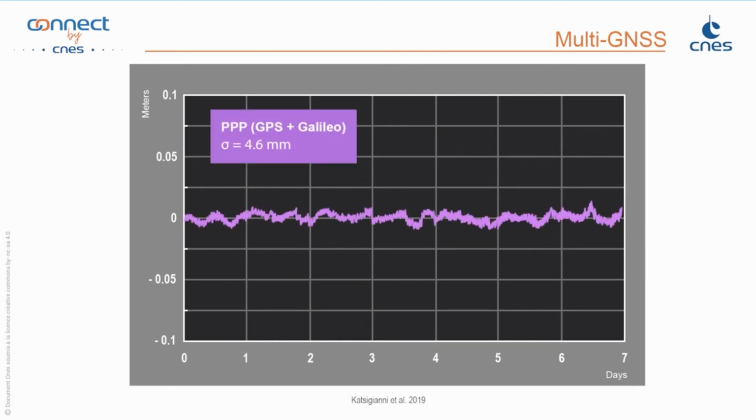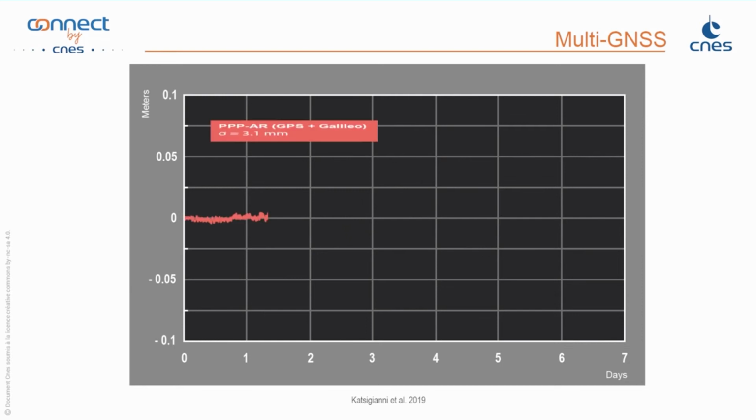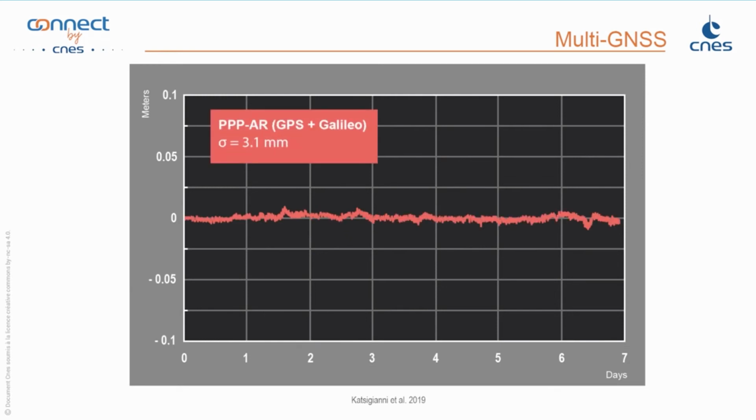Nevertheless, the combined processing of GPS and Galileo measurements yields a better standard deviation of 4.6 millimeters, which is significantly lower than that of the previous independent solutions. When the integer ambiguities of the GPS and Galileo phase measurements are resolved to integer values, the solution is further improved with a standard deviation of 3.1 millimeters.